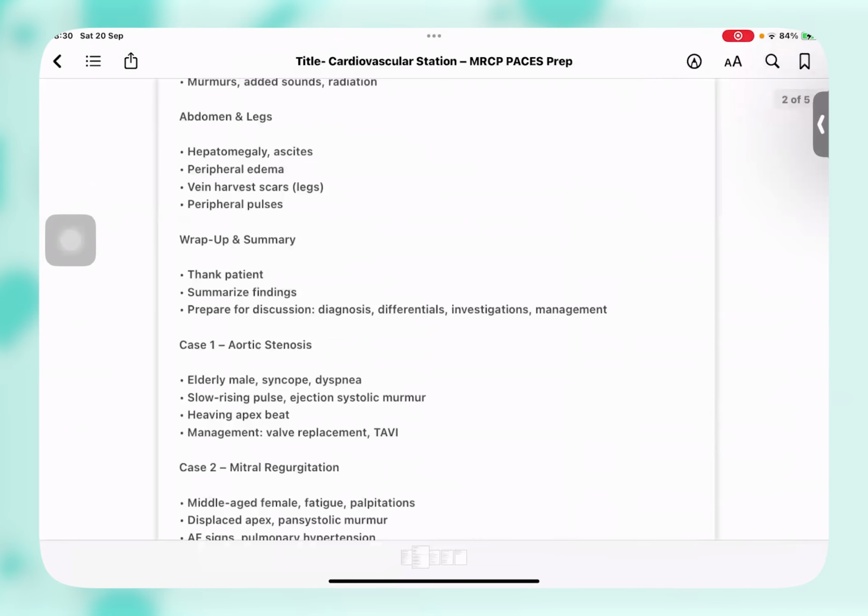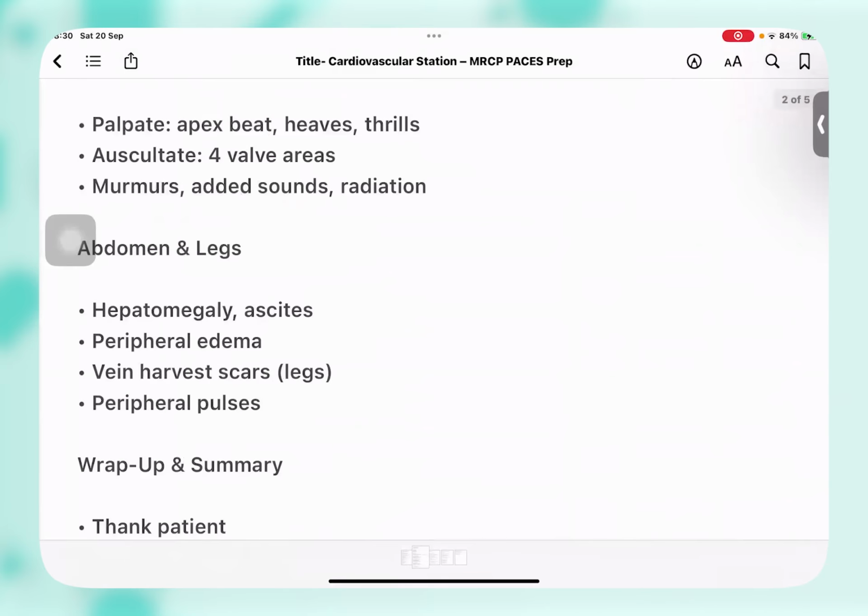All right. So once you have checked for the palpation and you auscultated the valve areas and the murmurs, then you of course focus on the mitral and tricuspid area for the murmurs. Just a second.